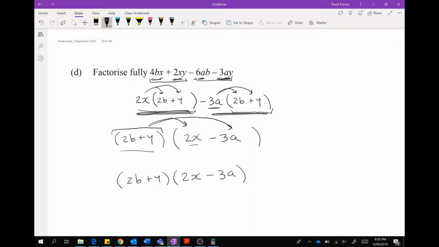And if you want to check this one is correct, all you have to do is just do your FOIL expansion, so your 2b times 2x, 2b times negative 3a, y times 2x, and y times negative 3a, and you should get back to all of this here. And if that does happen, you know you're correct. And this one here is worth a merit mark.